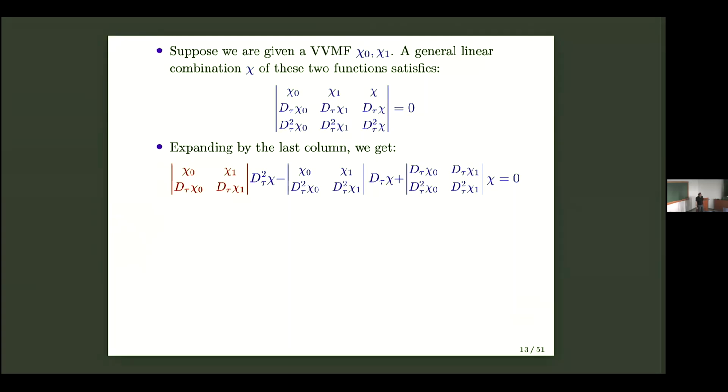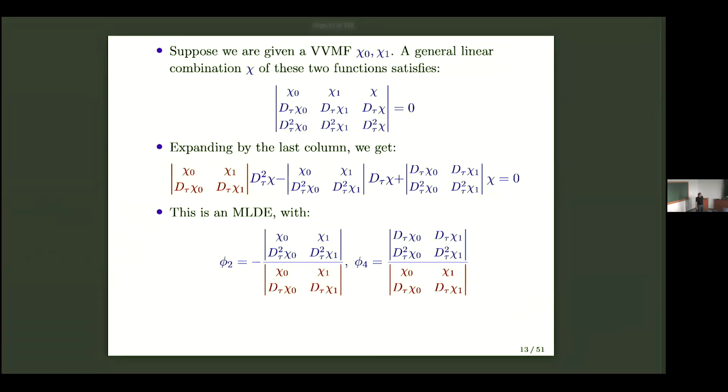But the form I wrote earlier didn't have any function here, so I need to divide the whole equation by this first determinant, and I get phi2 is this and phi4 is this. So what I've shown you is that if I'm given chi0 and chi1, I can recast them as the independent solutions of this differential equation with phi2 and phi4 being of this form. It's quite beautiful. And what you see here is also a very important fact.